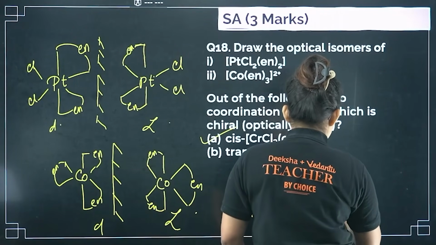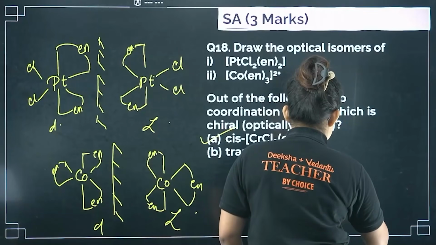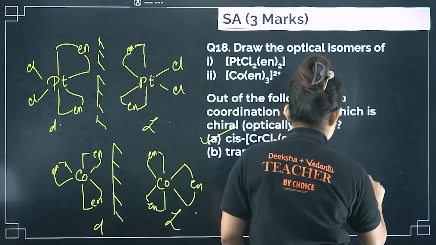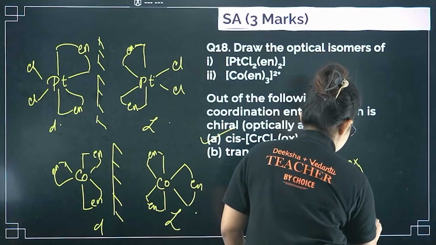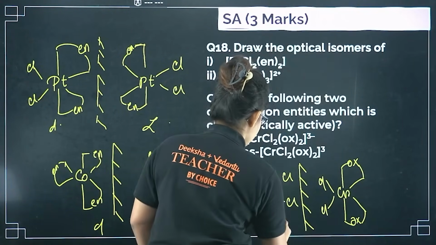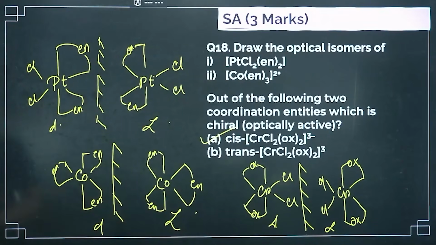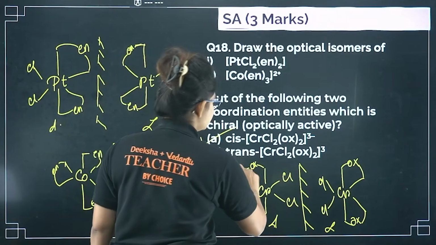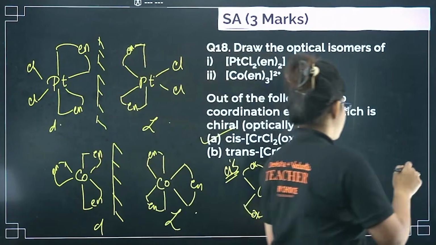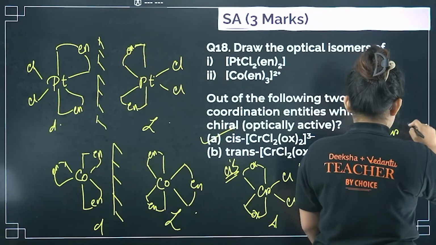Now you can draw the mirror image. Chromium, here chlorine, and here oxalate like this. One is D, another is L, like that you can represent. For your reference, this is your cis isomer. In case you want to draw the trans, you will see a plane of symmetry pass through it. Let me just show you once.